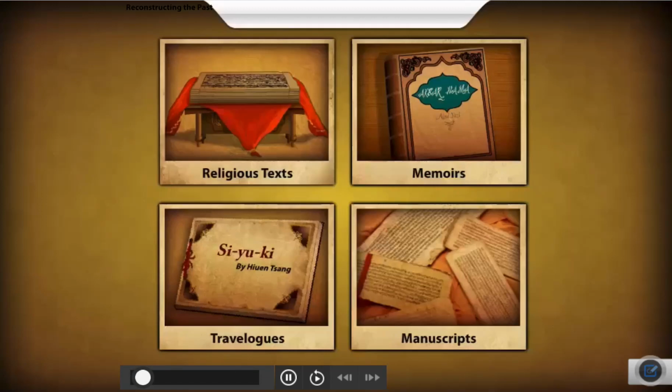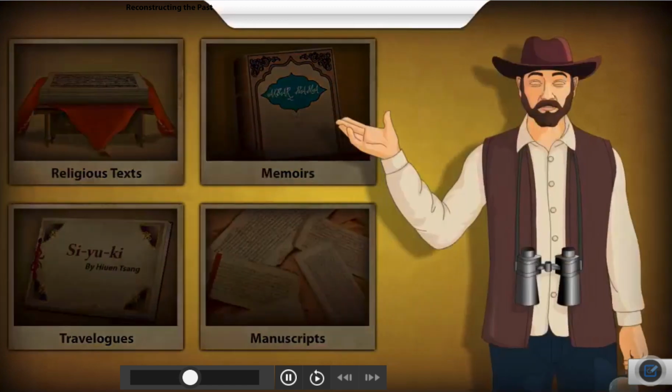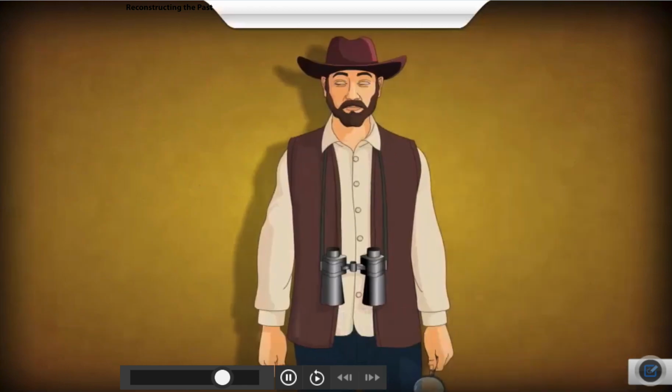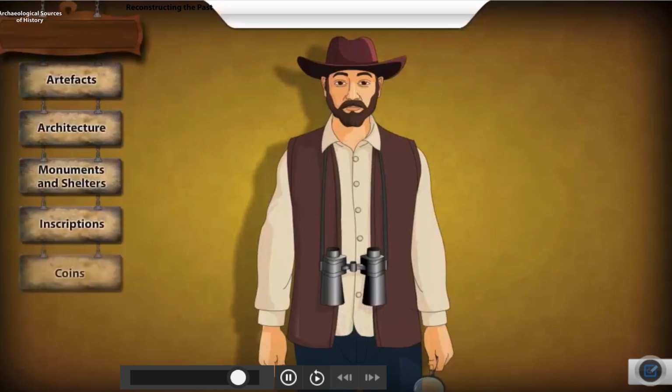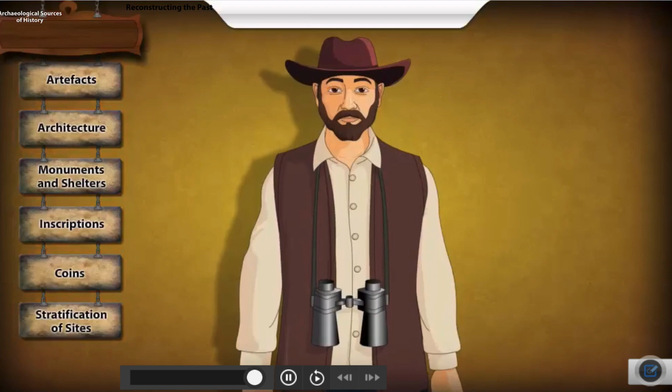Various literary sources such as religious texts, memoirs, travelogues and other archival documents help us connect with the past. But what if sources such as these are not available? In the absence of any written records, historians depend on archaeological evidences to reconstruct the past. Let us go through some of these archaeological sources and their contribution in reconstructing the past. Click on an archaeological source to learn more.